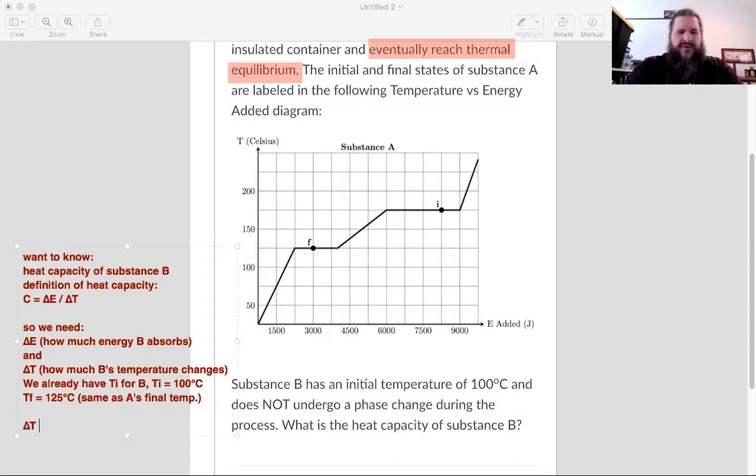So we now know delta temperature for B is, it's going from 100 to 125, so that would be plus 25. And since it's a delta, it doesn't really matter if we call that Celsius or Kelvin. So let's just call that 25 kelvins. B gains 25 kelvins of temperature during this process. So we know delta temperature for B. Any questions on that so far? And what else do we still need to know in order to calculate heat capacity? Yeah, we need to know the change in energy. And what do we know about the change in energy for substance B?